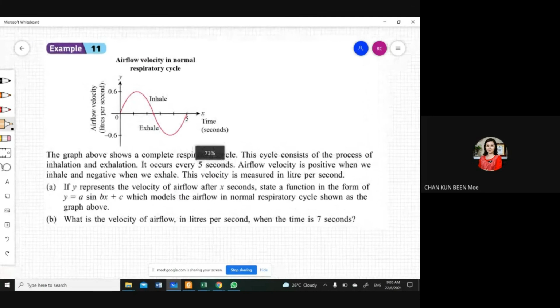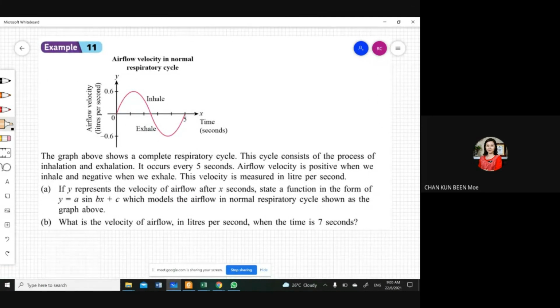So we are at the end of the chapter already. Now we look at the graph here. It shows the airflow velocity in a normal respiratory cycle. So this is the airflow. This is negative 0.6 to 0.6. So this part, inhale, exhale, time in seconds.